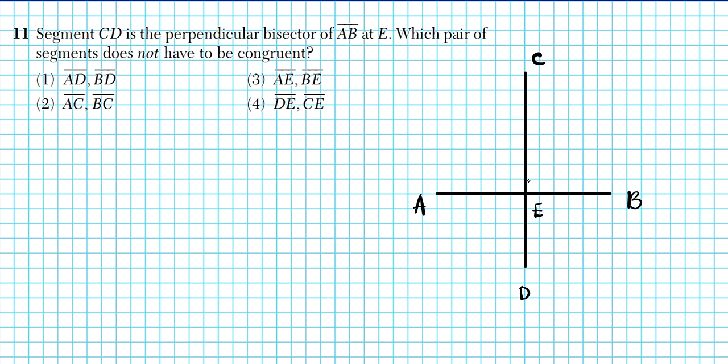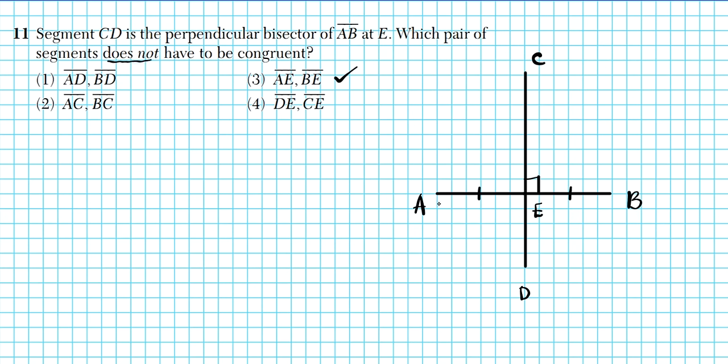Now, since it's a perpendicular bisector, this will be a 90-degree angle, and AE will be congruent to EB. Okay, so AE is congruent to EB, or BE, so we see that statement number 3 is correct. That's always the case. We want to look for the statement that does not have to be congruent.